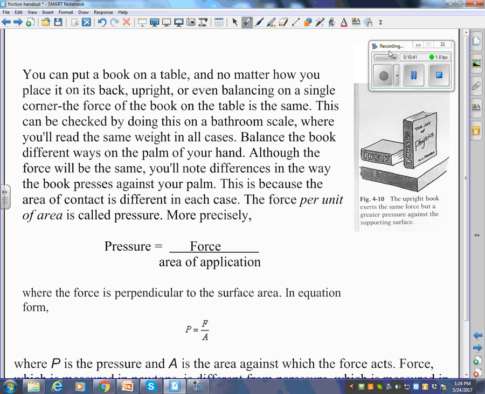The force per unit area is called the pressure. More precisely, pressure equals force divided by area of application, or in formula form, and no, you won't have to do this on the test, P equals F over A. Now, where in the real world do we care about pressure? I can think of one that's particularly, tire pressure.